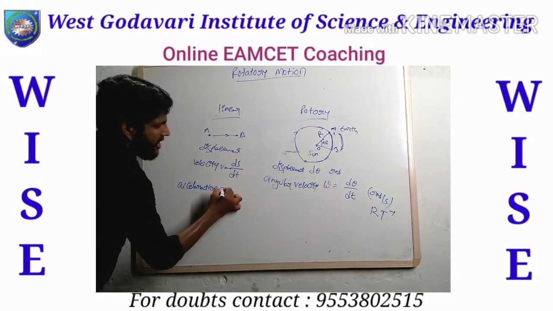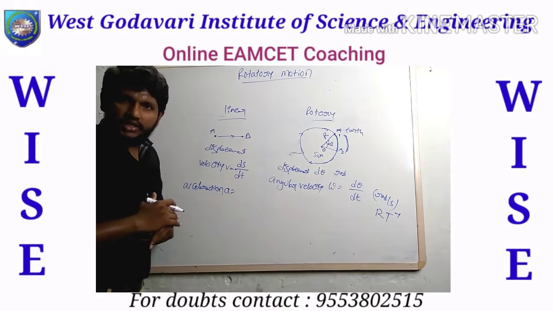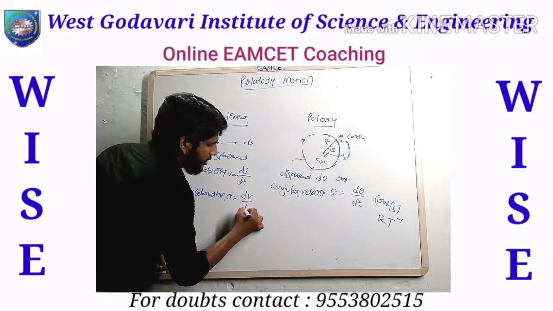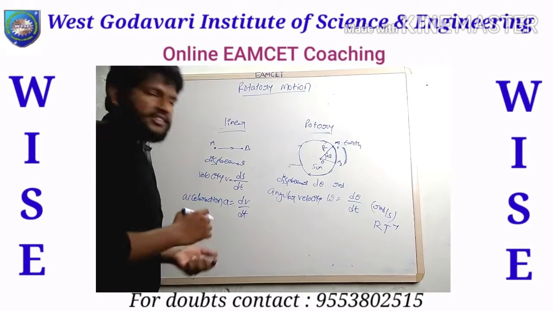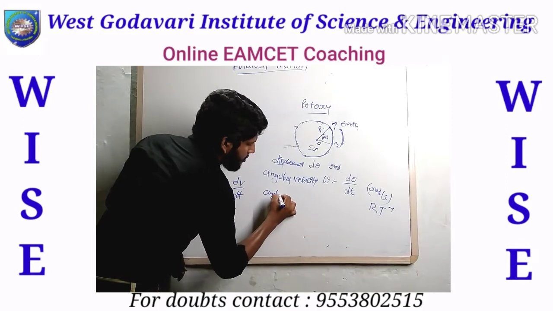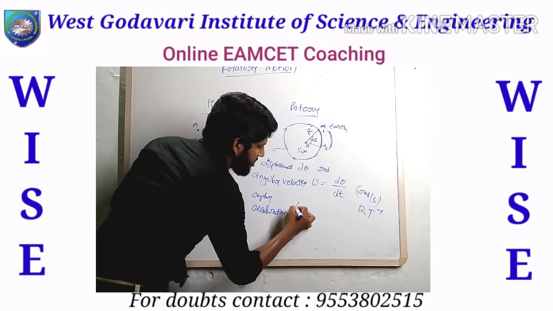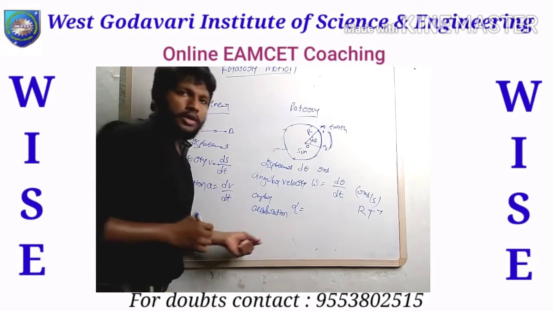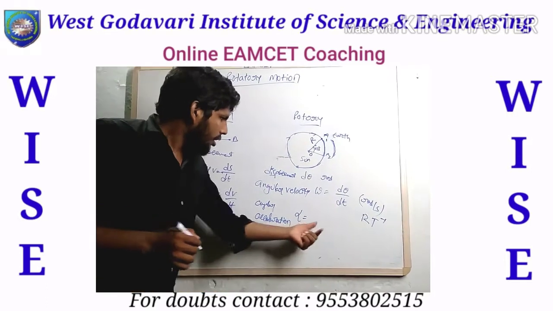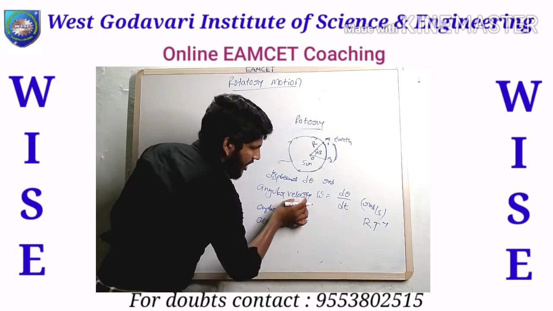right? Acceleration a equal to, what is acceleration here? Rate of change of velocity, that is change in velocity with respect to time. So dv by dt. This is the acceleration formula. And here coming to the angular acceleration. Angular acceleration, we can denote it with the help of alpha. Alpha equal to, now consider here the rate of change of velocity.